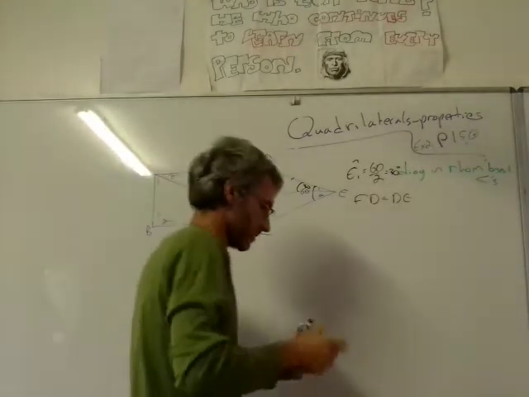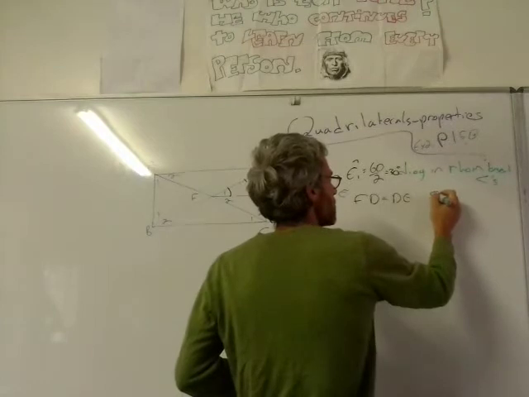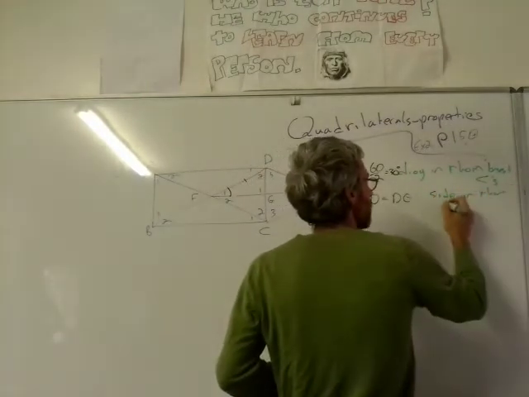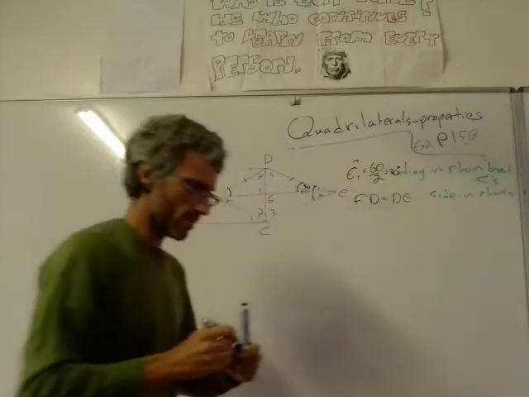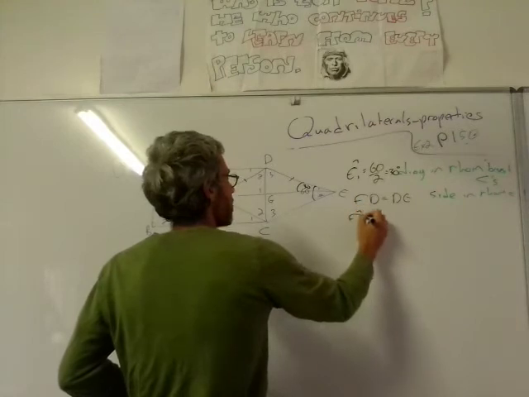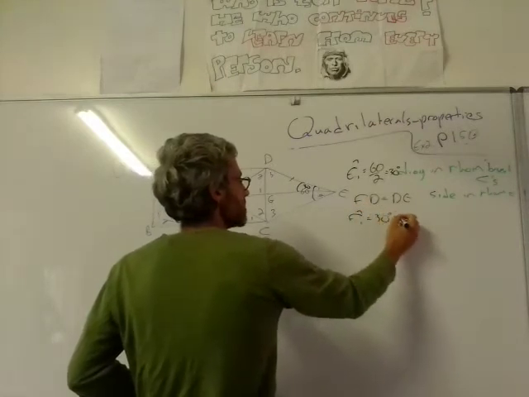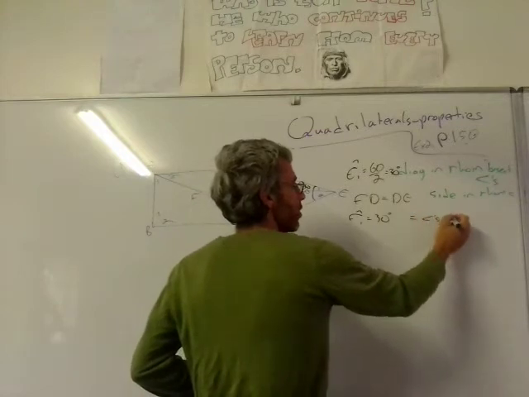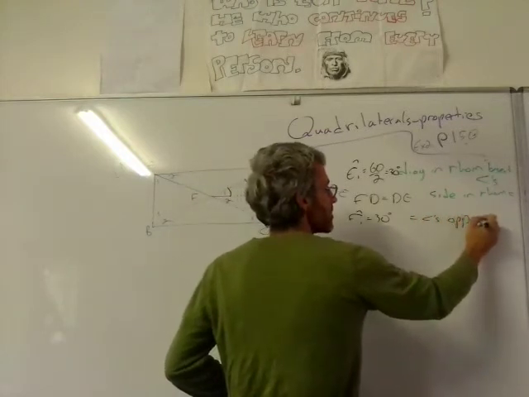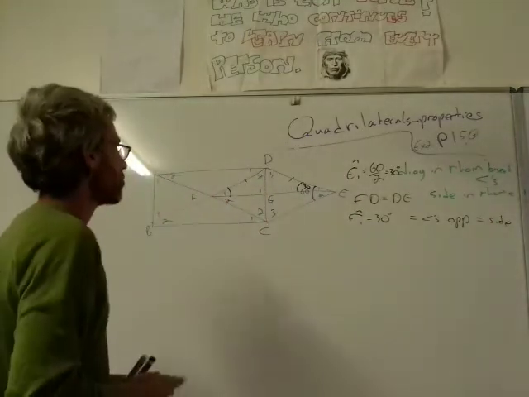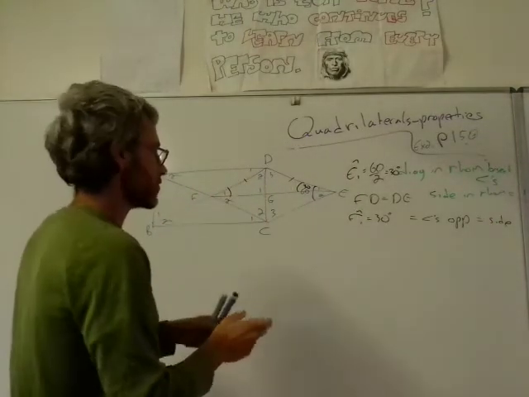So I've got to write down: sides in rhombus are equal. Now I can say angle F1 is also equal to 30, and I will say equal angles opposite equal sides. It's an isosceles triangle, isn't it? Right, now I found F1, that's also 30.